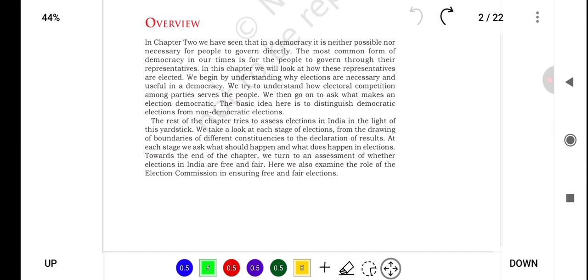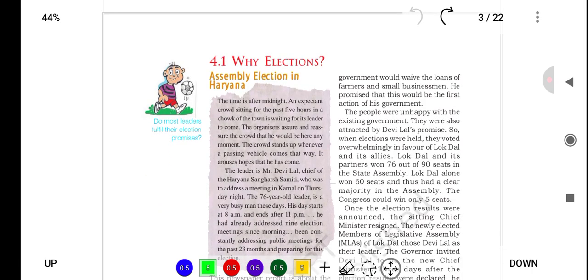We take a look at each stage of elections, from drawing of boundaries of different constituencies to the declaration of results. At each stage, we ask what should happen and what does happen in elections. Towards the end of the chapter, we turn to an assessment of whether elections in India are free and fair. Here we also examine the role of the Election Commission in ensuring free and fair elections.